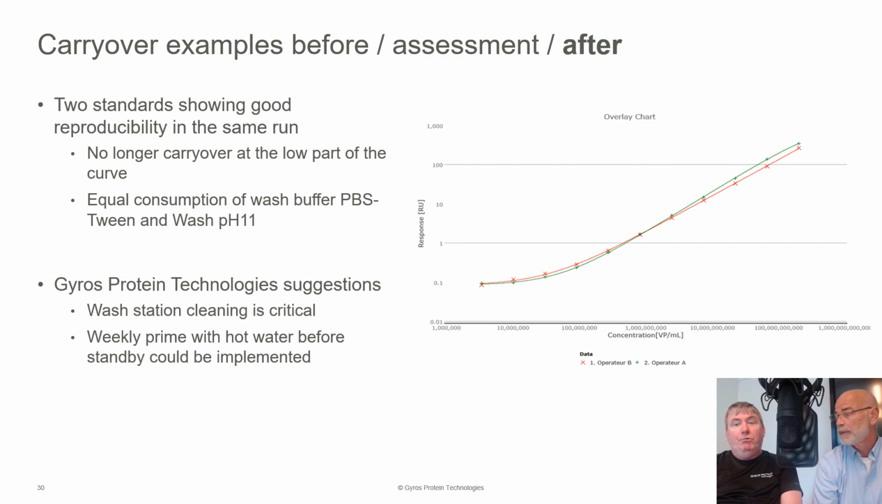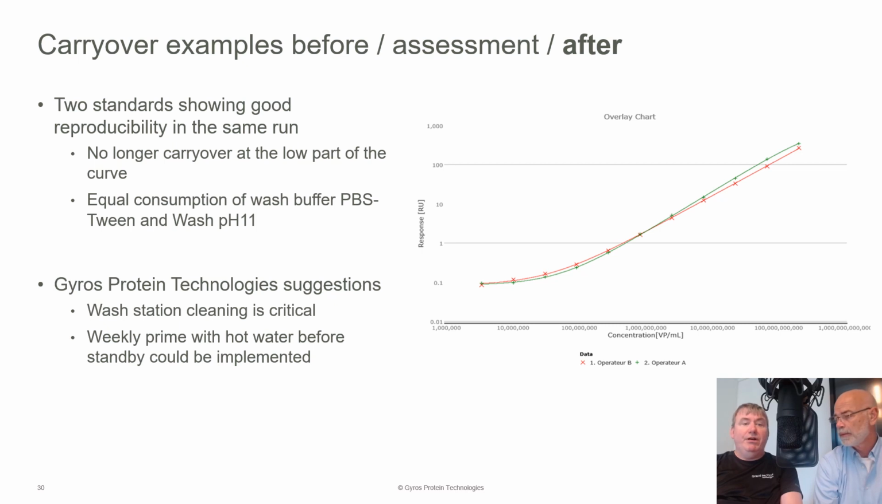So the takeaway message from this podcast is that wash station cleaning is critical. If you keep looking after your wash station, I think it will go a long way. And we would recommend, if you're using pH 11 for every assay, and I know from my own experience, pH 11 became the standard not because it was needed for every assay, but because when you're running lots of different methods, it's useful to have it there.